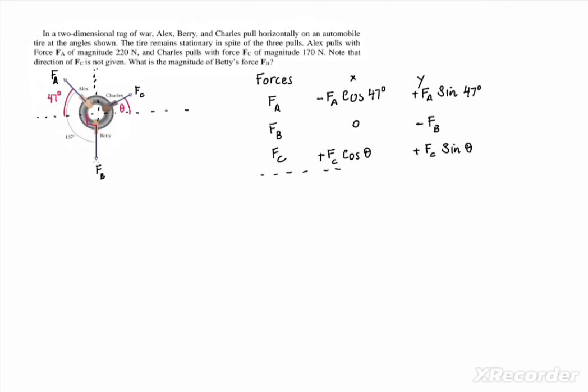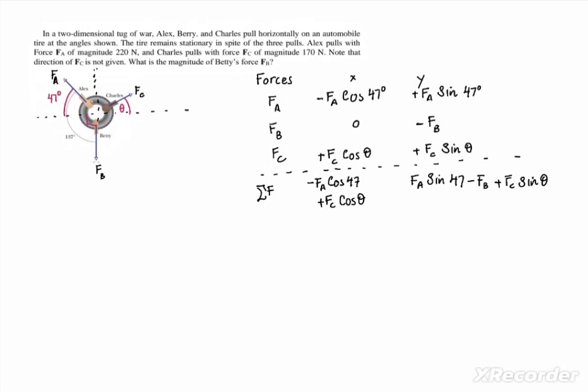So next up, we are going to add the summation of forces in the x and y direction. So in the x, we just add up the column, so that is negative FA cosine 47 plus FC cosine of theta. In the y direction, we have FA sine of 47 minus FB plus FC sine of theta. Now this is in both x and y directions being pulled.